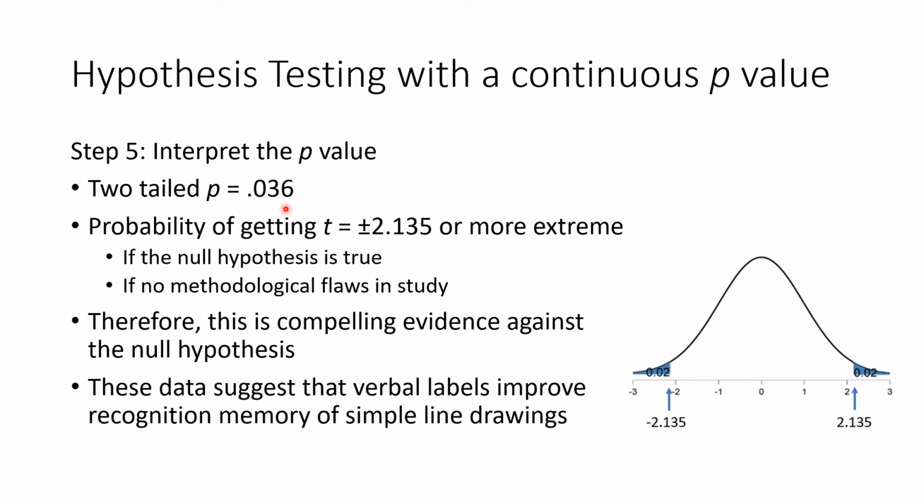So here is our p-value, and that is literally the probability of getting a t-value of 2.135 or further from 0 on the positive end or the negative end if the null is true. So that outcome, or something more extreme, is pretty unlikely to happen, about 3 to 4% of the time when the null is true and there are no methodological flaws in the study. Therefore, this is pretty compelling evidence against the null hypothesis, and these data suggest that verbal labels do tend to improve memory recognition for simple line drawings.